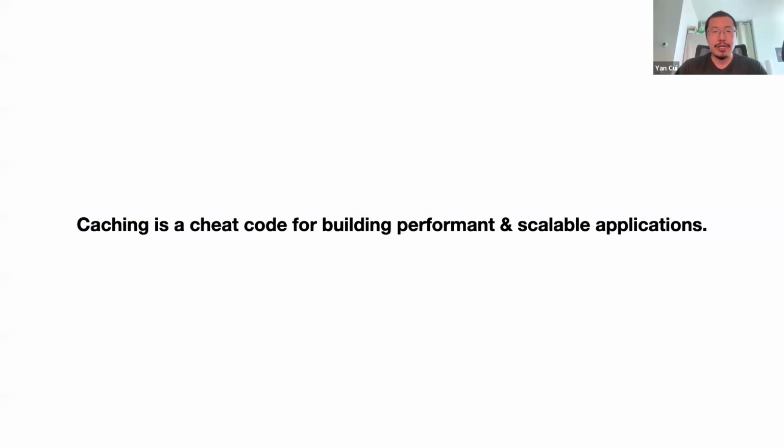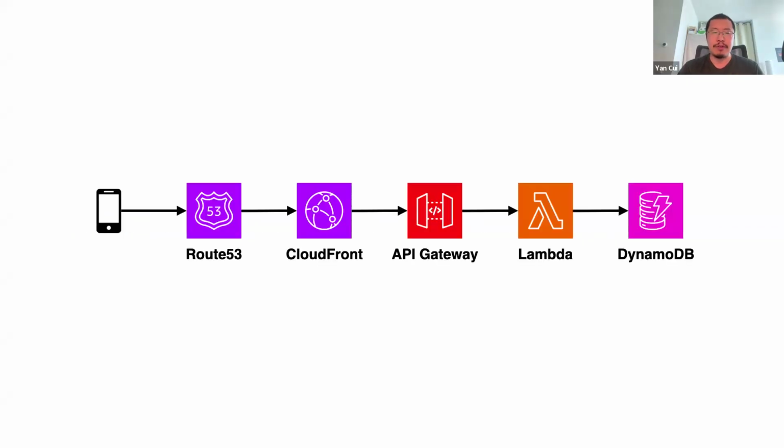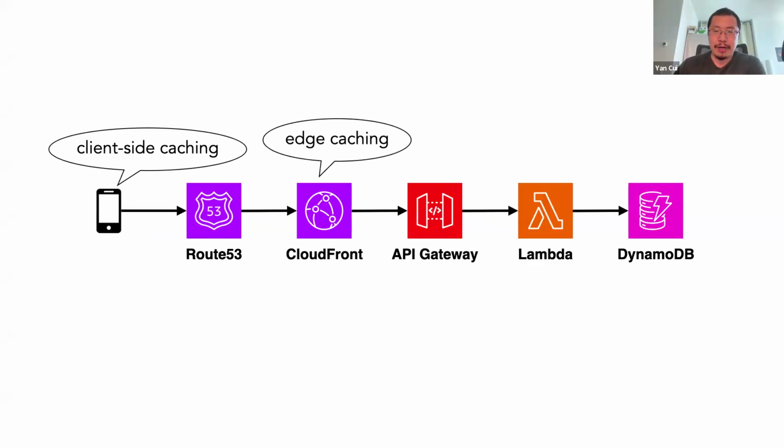And moving on, caching. Caching to me is almost like a cheat code when it comes to building performant, scalable and cost-efficient applications. If you look at your typical serverless API, where you may have Route 53 in front of a CloudFront distribution, and then behind that you've got your API Gateway, Lambda, DynamoDB, and so on. I also want to do some client-side caching for things like static assets and config files that don't change very often. But for my API responses, I can do edge caching with CloudFront.